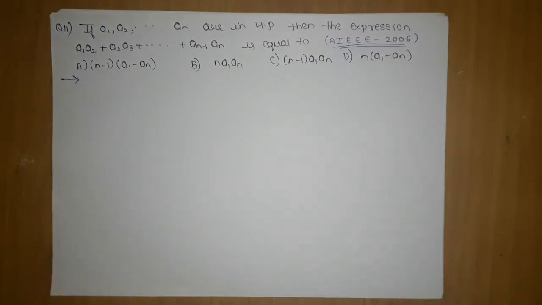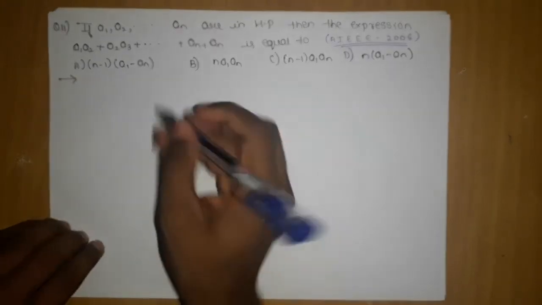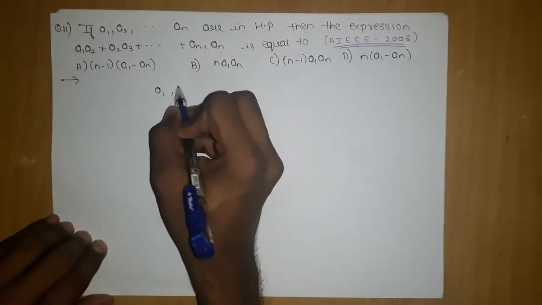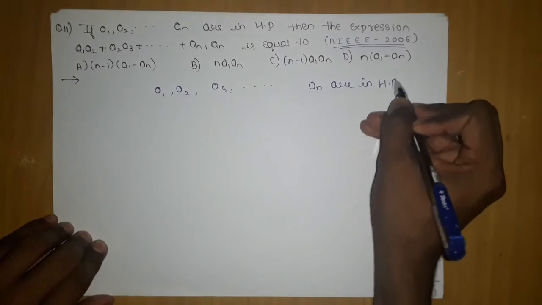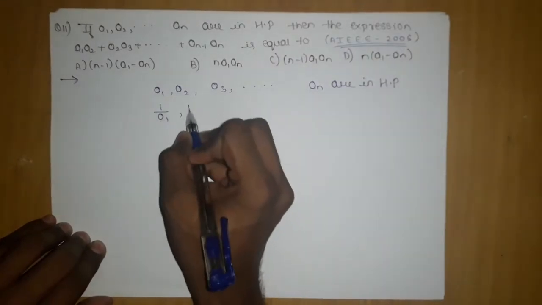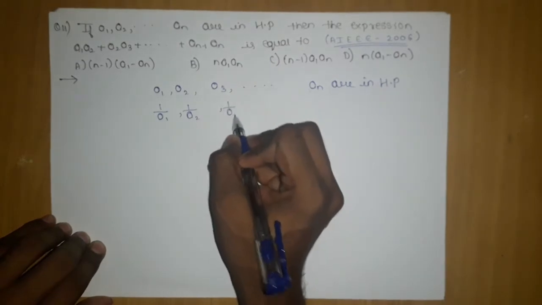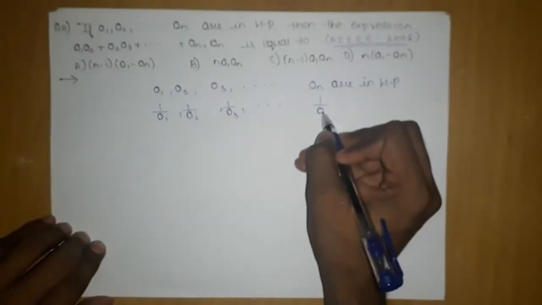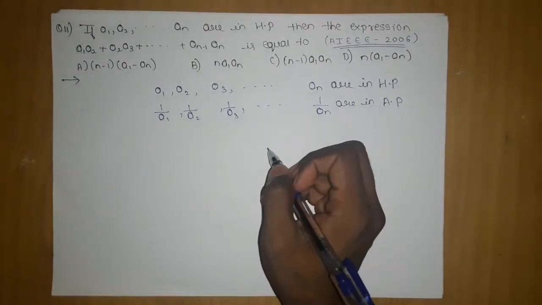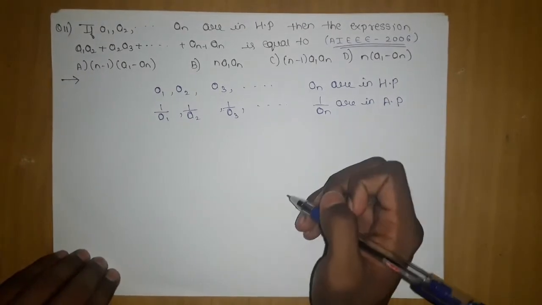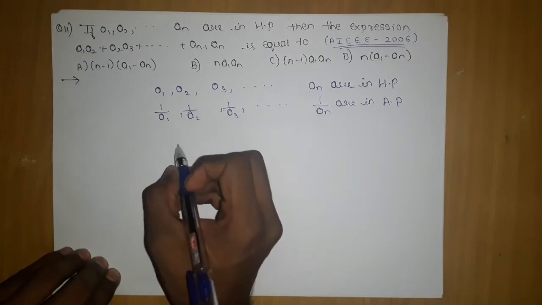So this type of question we have already done when we were learning the sequence and series chapter. What they have told is that a1, a2, a3 and so on till an are in HP, right? So 1 upon a1, 1 upon a2, 1 upon a3 and so on till 1 upon an are in AP.